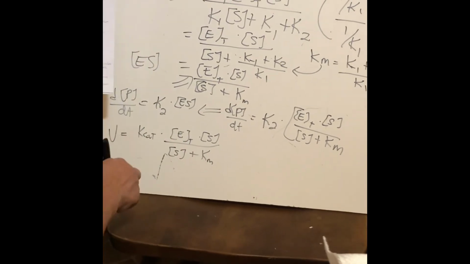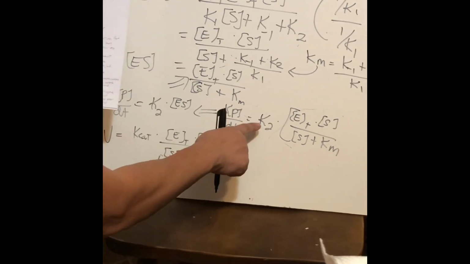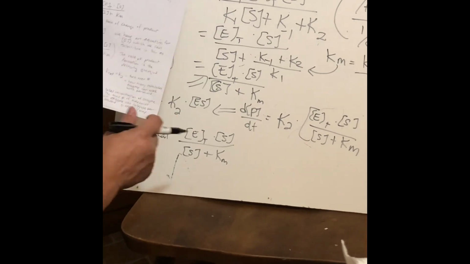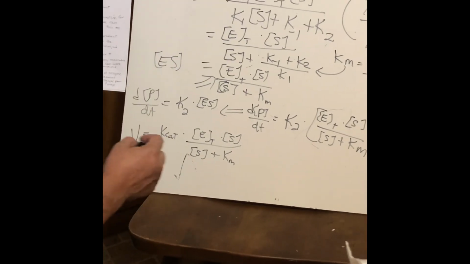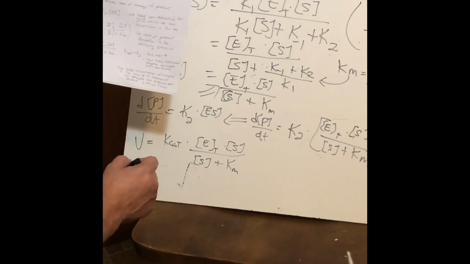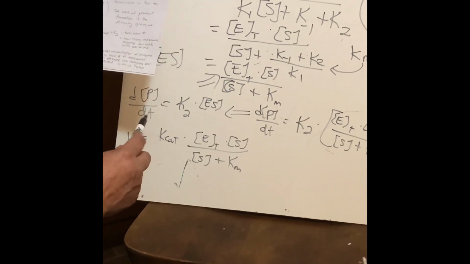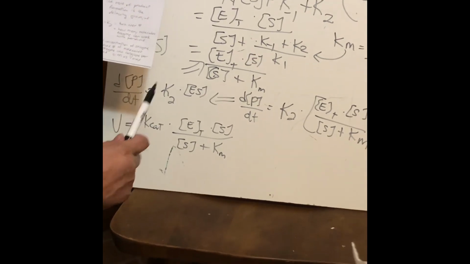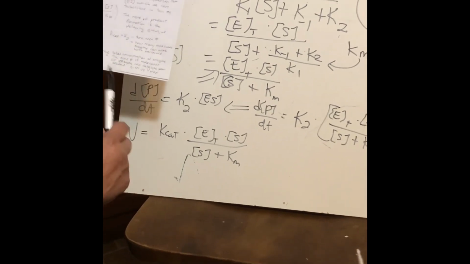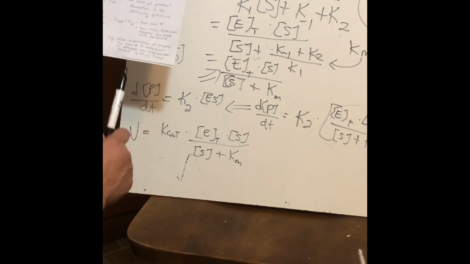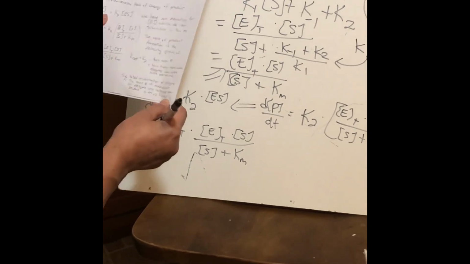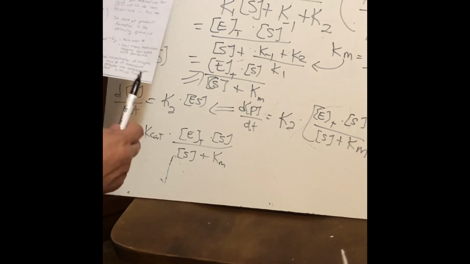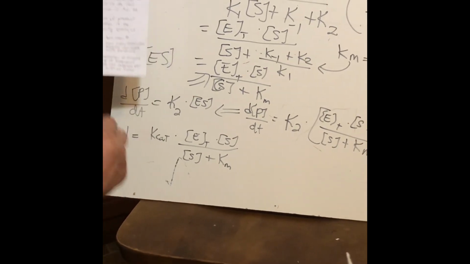Kcat equals K2, which also equals the turnover number. How many molecules the enzyme can work with per second? The total concentration of enzyme times the maximum number of molecules an enzyme can catalyze per second gives us Vmax.